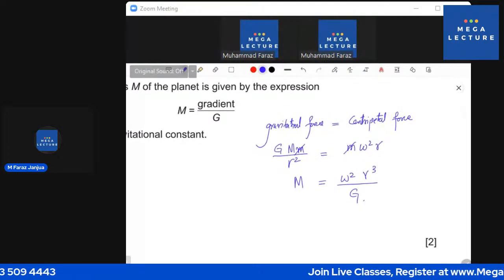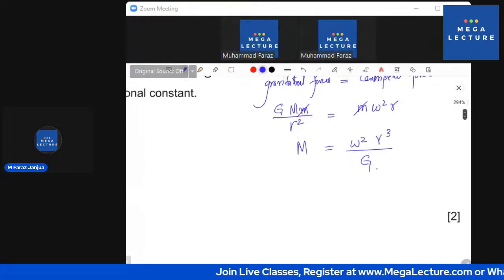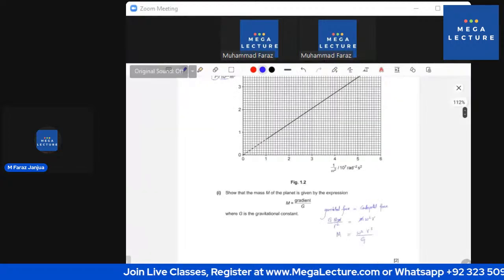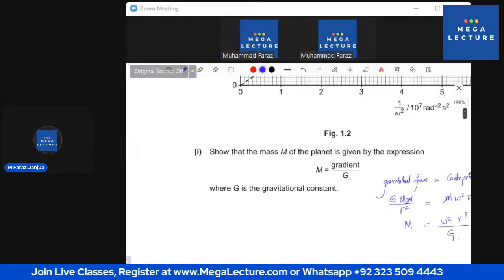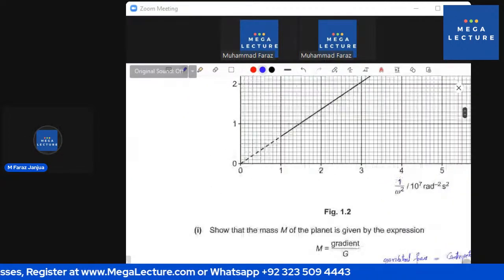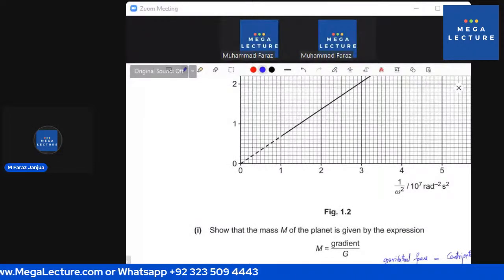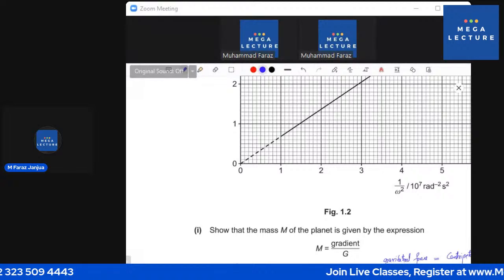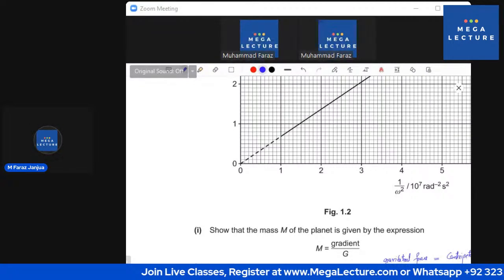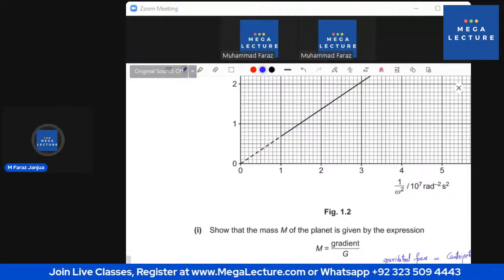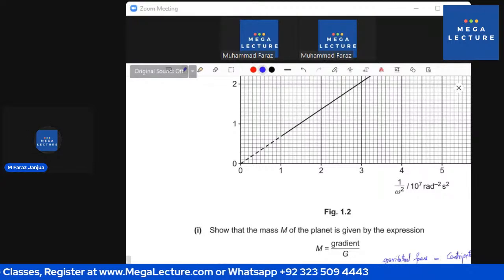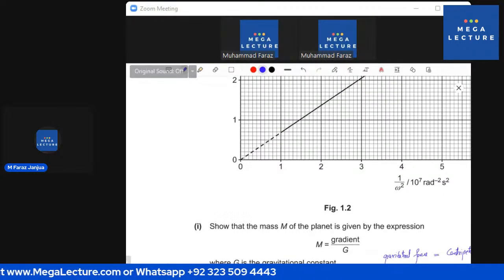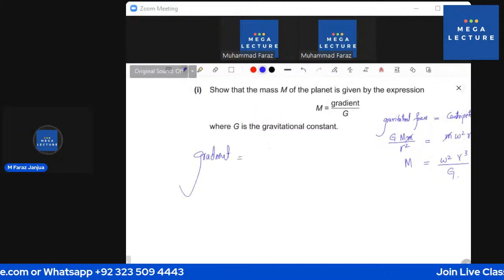Now, gradient. The gradient of any graph is actually the quantity on the y-axis divided by the quantity on the x-axis. I hope you all know that the gradient is rise over run. So simply, what you do is you divide the quantity on the y-axis by the quantity on the x-axis. That's why gradient will be rise over run.